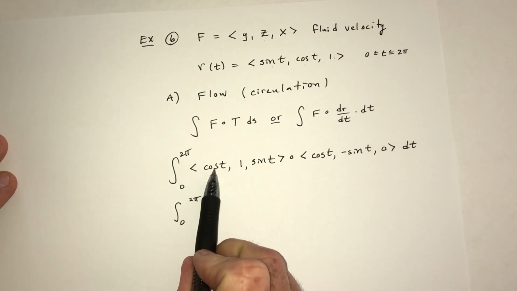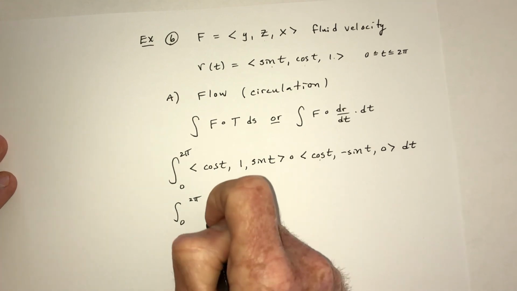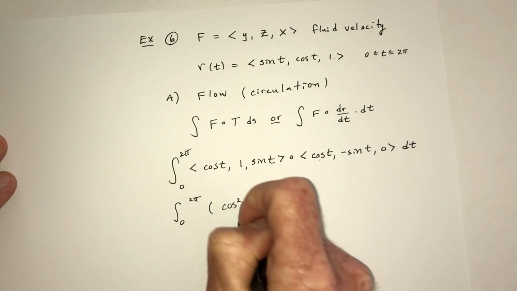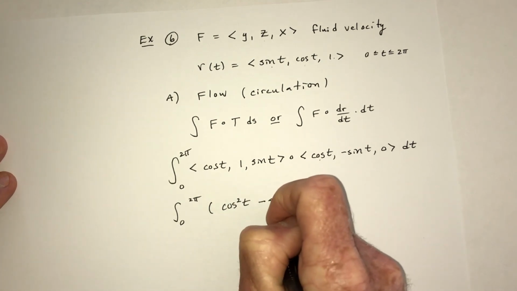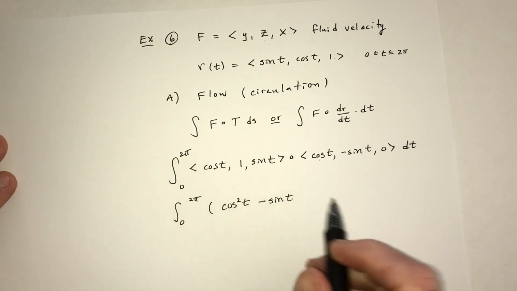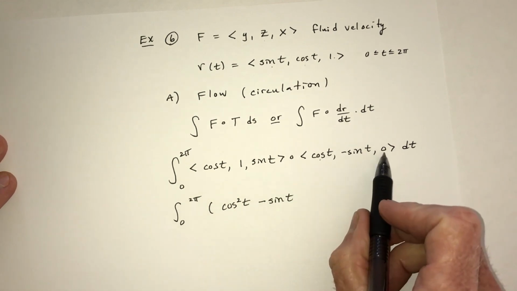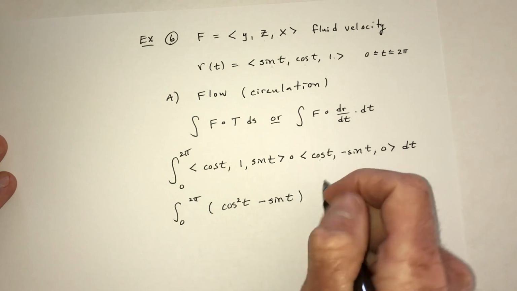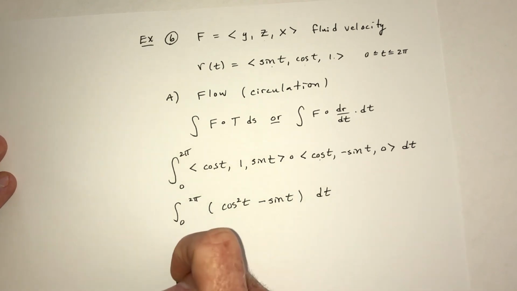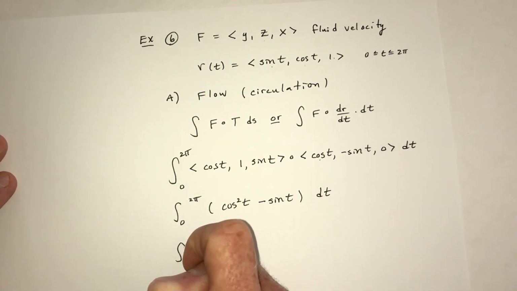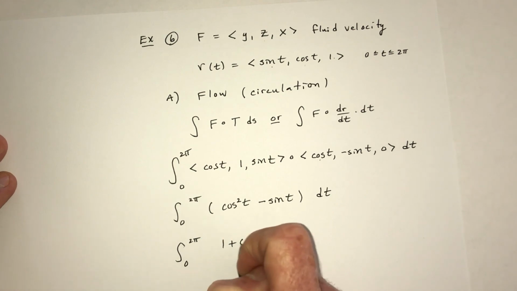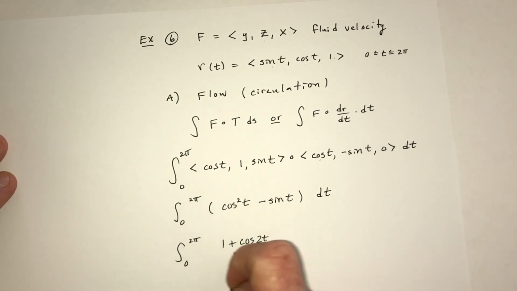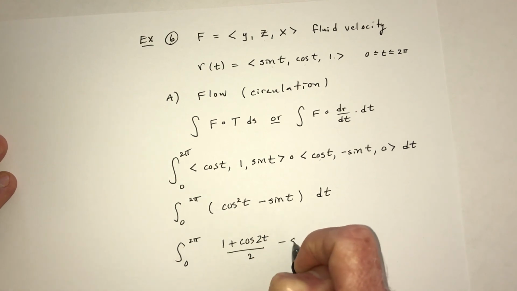So the dot product, that's going to be cosine squared. This will be 1 times negative sine. And then this will be 0. So in order to integrate cosine squared, I need to use the trig identity that it's 1 plus cosine of 2t divided by 2.